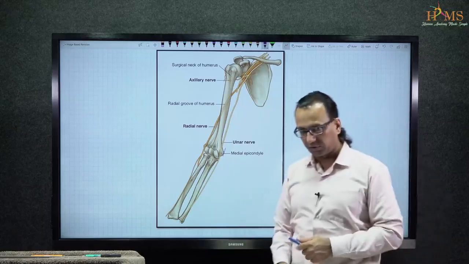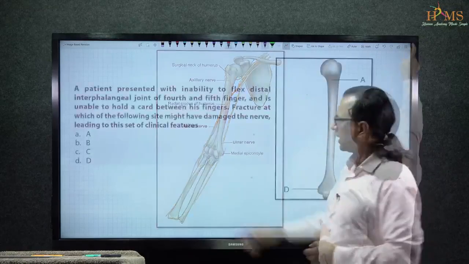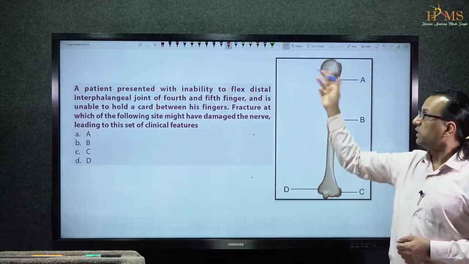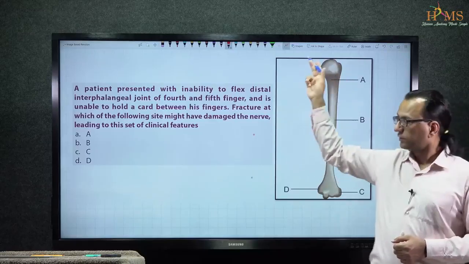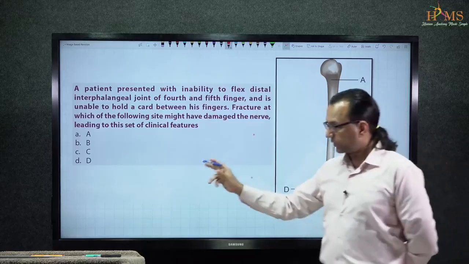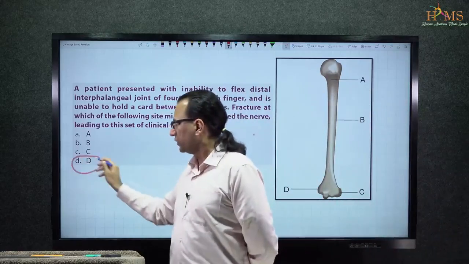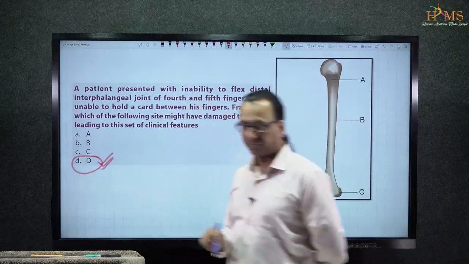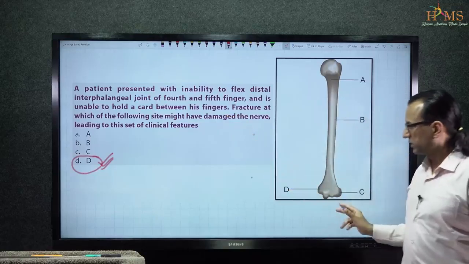So that is our question. Let us go back to the question now. As we suggested earlier also, medial is the head of the humerus and the medial epicondyle is here. So marker D should be our answer. Choice number D should be our answer. It is an ulnar nerve injury case as such.